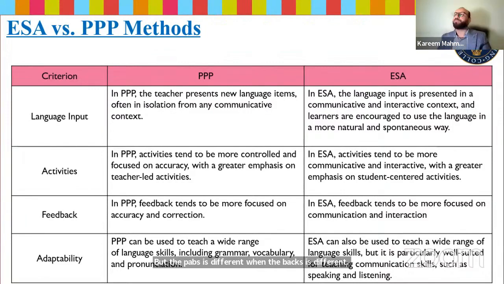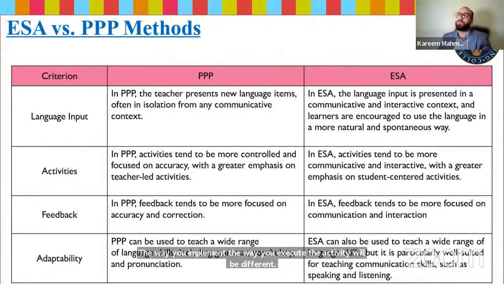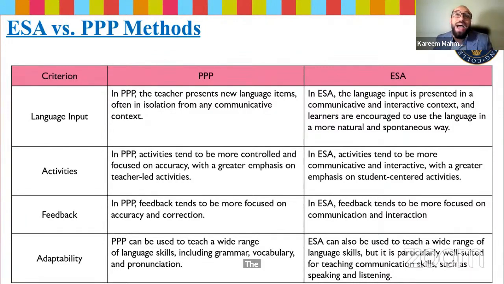The feedback in the PPP, you can do what we call PACs. P-A-C. So the PACs means post-activity correction. So after every activity, you can do some kind of error correction. And eventually you will give the overall feedback at the end of the lesson.